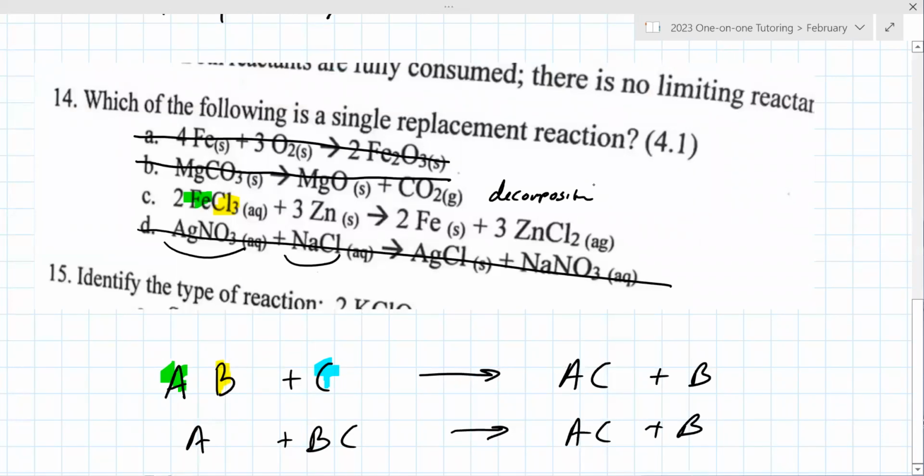You sent me a picture. The last one's double replacement. The first one where they combine together is called synthesis. You should know that. I say that all the time.